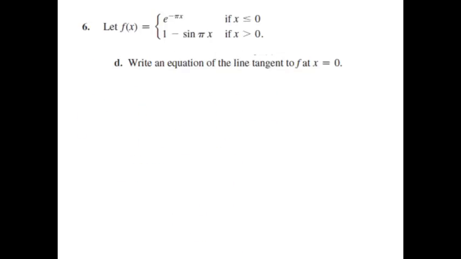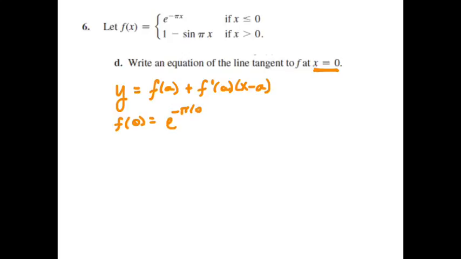Last part of this question, write an equation of the line tangent to f at x equals 0. So for our tangent line, first thing I'm going to do is write down our formula for the equation of a tangent line. Y equals f of a plus f prime of a times x minus a. And remember that our a value here, we're writing the equation of the tangent line at x equals 0. So I need to find f of 0, which was equal to e to the negative pi times 0, and that was equal to 1.